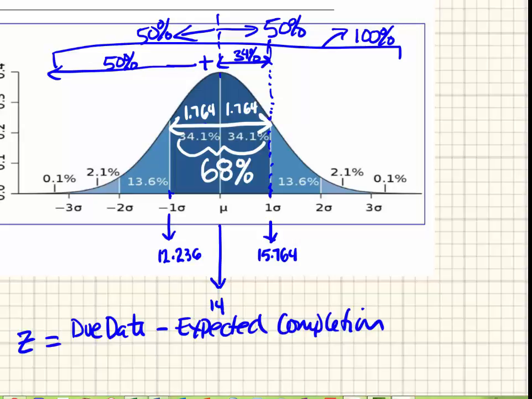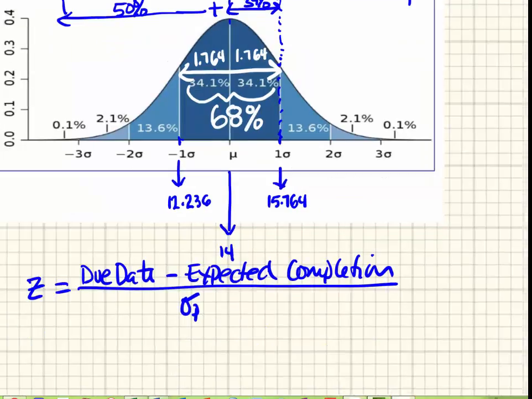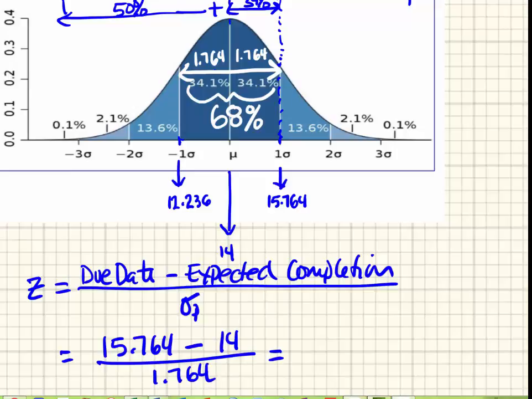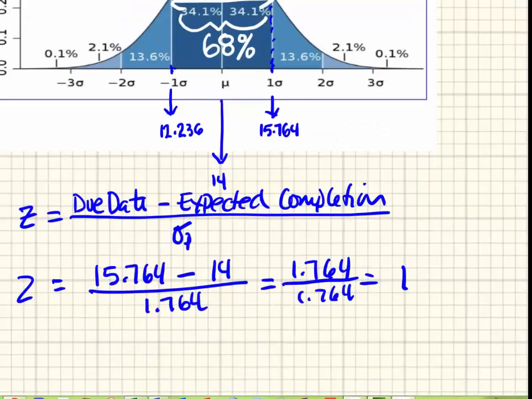And we're going to divide that by the path standard deviation, which we annotate like this. And so that's going to equal 15.764 minus 14 divided by 1.764, which, remember, it equaled 1.764 divided by 1.764, which is of course 1. So essentially what we have here is z equal to 1. So now we're going to go look at our z-chart, which is on the previous page.